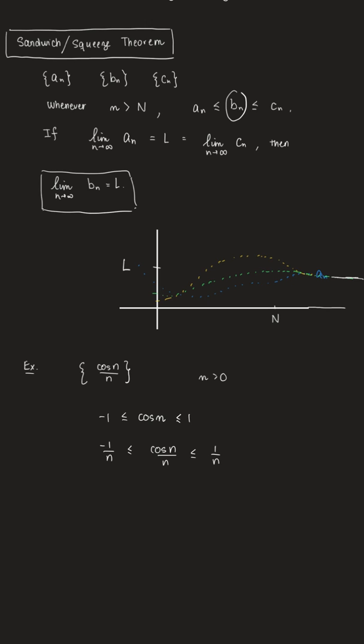It's sandwiched in between two other sequences, and we know that as n gets really large, this one's going to tend to 0, and that one's going to tend to 0. And so therefore, our sequence, cosine n over n, converges to 0 by the sandwich theorem, because we have sandwiched it in between two other sequences, both of which converge to 0.